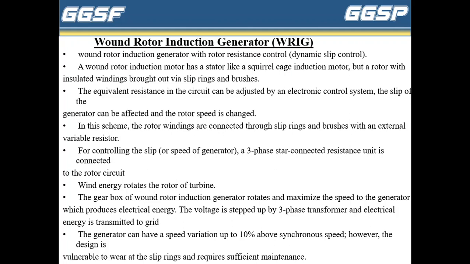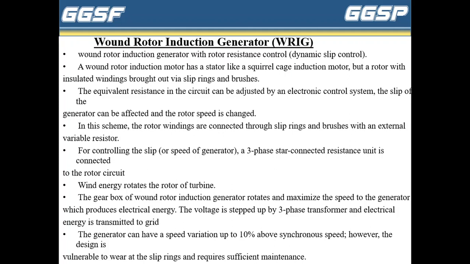Next we can see the wound rotor induction generator. Wound rotor induction generator with rotor resistance control. A wound rotor induction motor has a stator like a squirrel cage induction motor, but the rotor has insulated windings brought out via slip rings and brushes. The equivalent resistance in the circuit can be adjusted by an electronic control system. The slip of the generator can be affected and the rotor speed is changed.